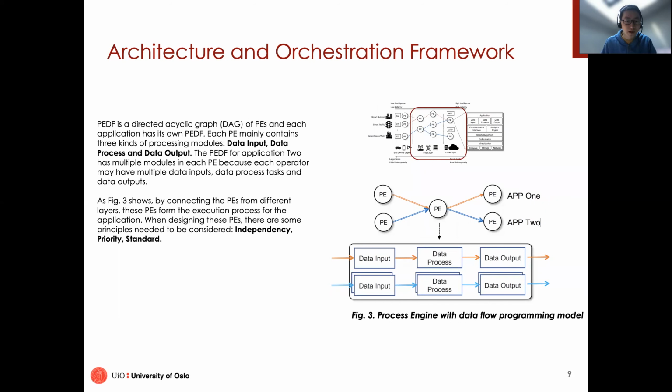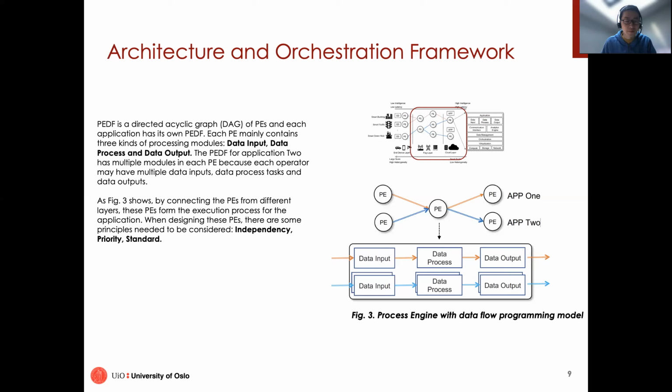Here we show how we combine these process engines using the process engine data flow. The process engine data flow is a directed acyclic graph of process engines, and each application has its own process engine data flow. Each process engine mainly contains three kinds of data process models: data inputs, data process, and data outputs. The data input means receiving data from the environment. The data processing combines different analytic and storage techniques. And data output will output the data to the next process engine or to the next level of the application.